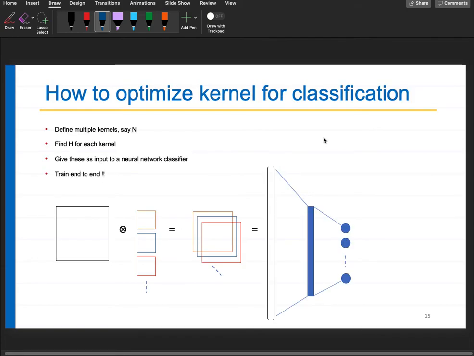Okay, so is it clear? This is the whole sum and substance of the popular convolutional neural networks.